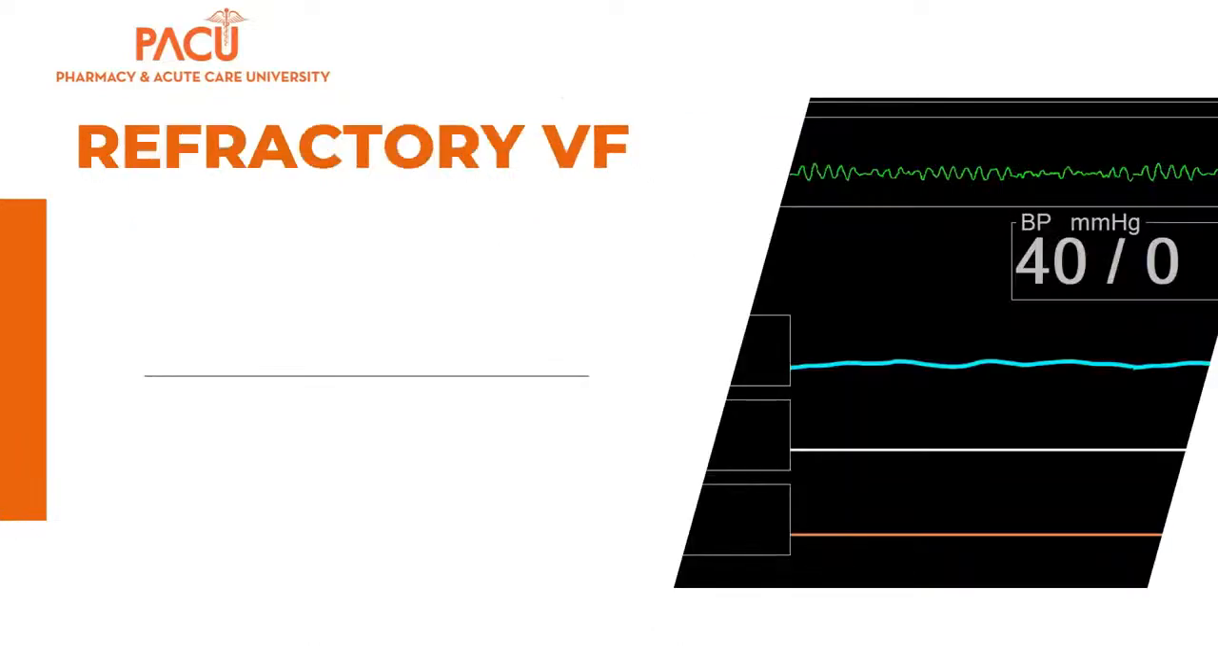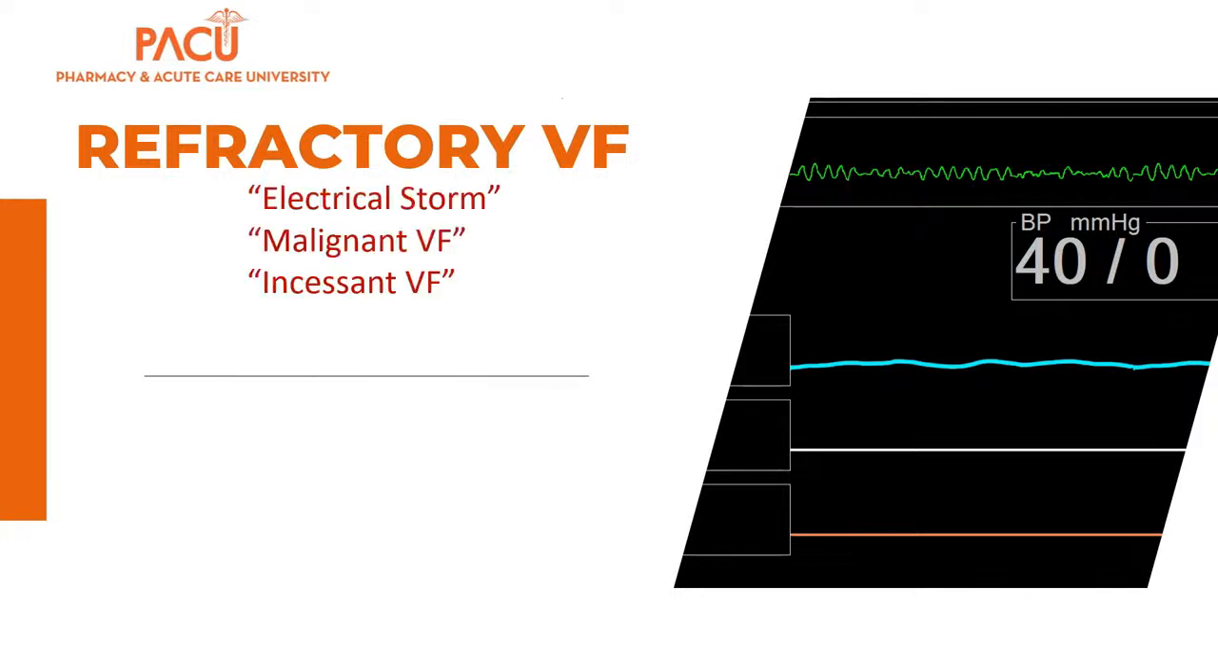So, an exciting and worthwhile talk on ventricular arrhythmias would not be complete without a short section on refractory VFib. This is also known as electrical storm, or malignant ventricular fibrillation, or incessant. Lots of different terms to say the same thing.